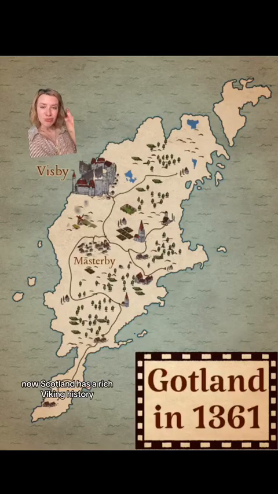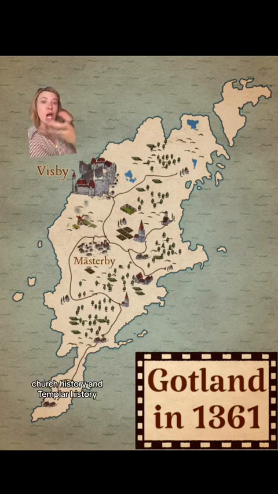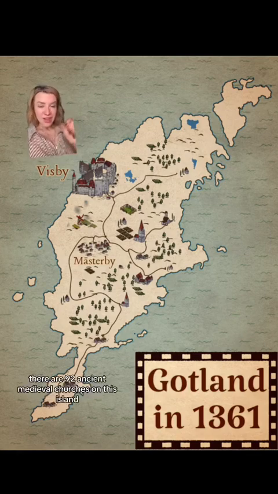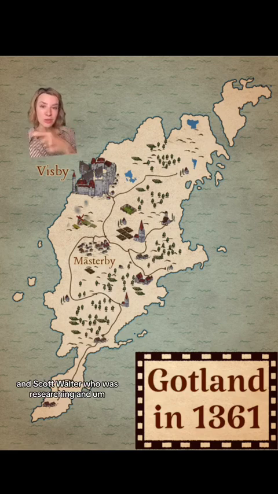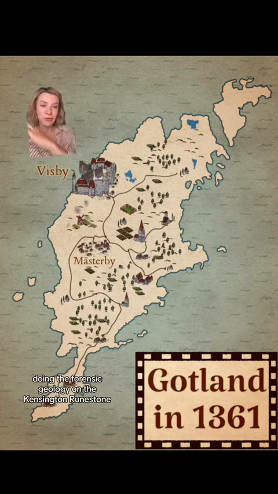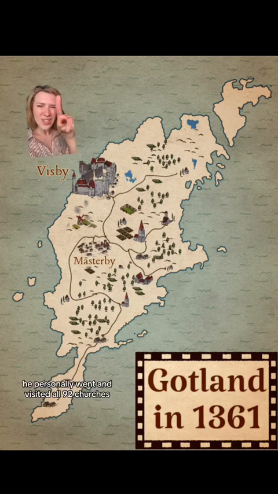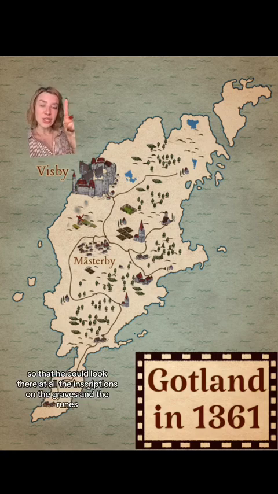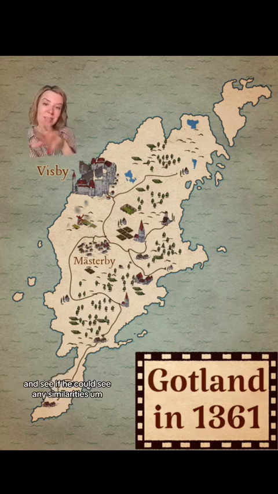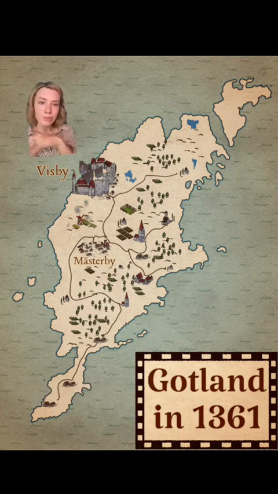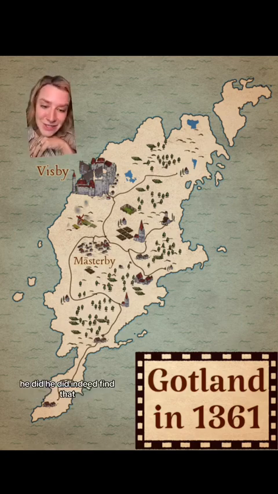Now, Gotland has a rich Viking history, but also church history and Templar history. There are 92 ancient medieval churches on this island. And Scott Walter, who was researching and doing the forensic geology on the Kensington Rune Stone, personally went and visited all 92 churches so that he could look at all the inscriptions on the graves and the runes and see if he could see any similarities between the 2. And yes, he did indeed find that.